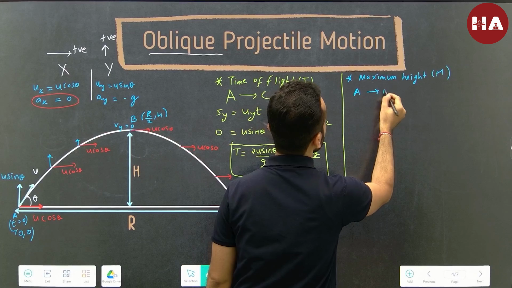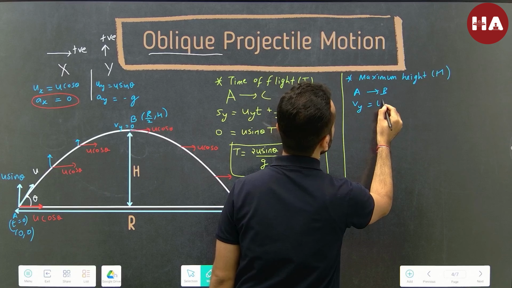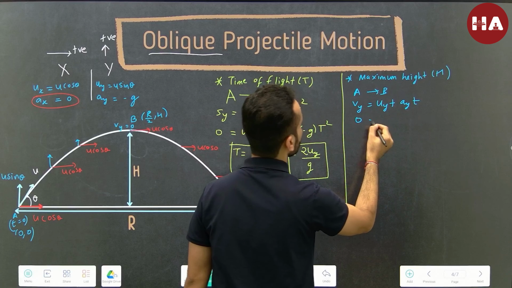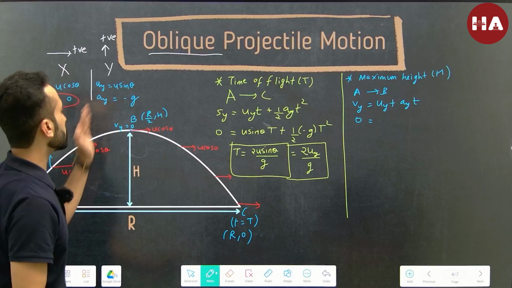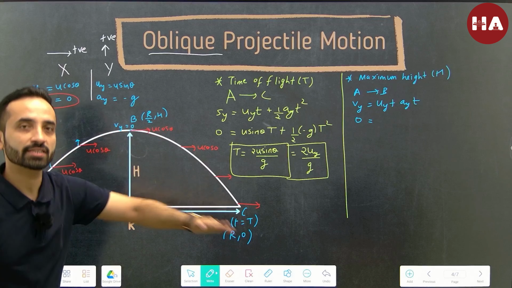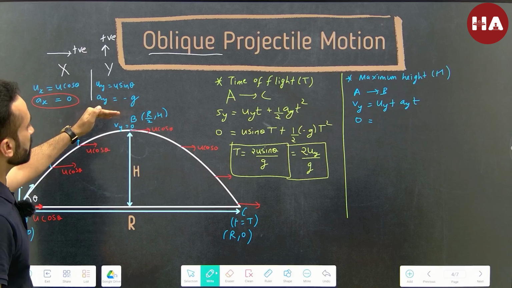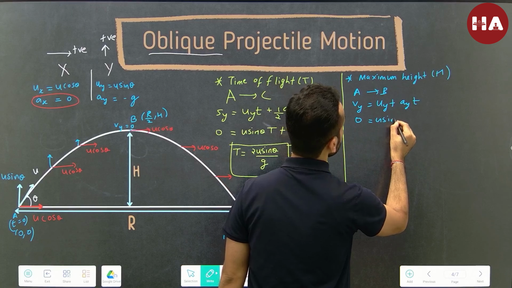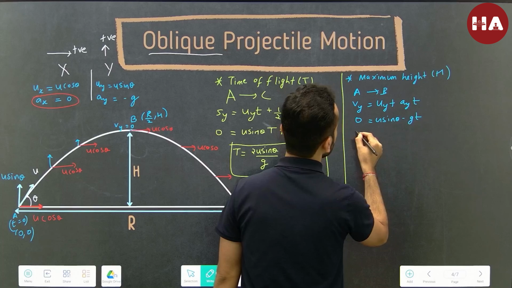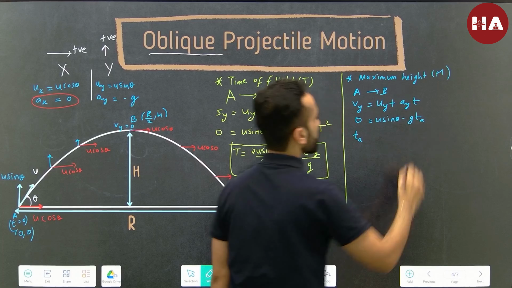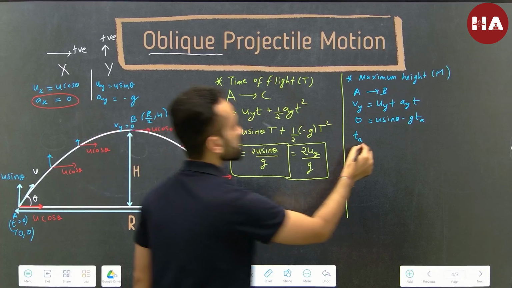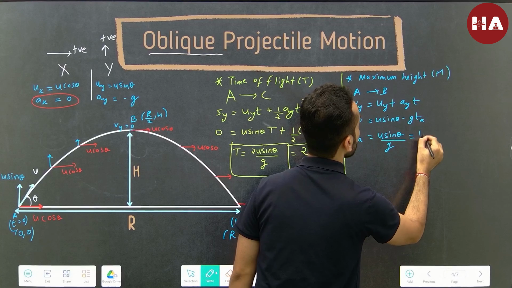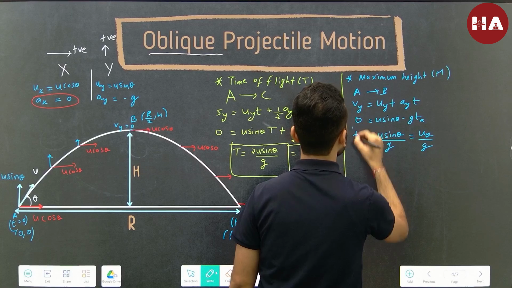From A to B, if we apply v equals u plus at, then we do know that at the highest point, y velocity becomes 0. It is taking a U-turn at the highest point. So it is going up from A to B, then it is coming down from B to C. So uy is u sine theta and ay is negative g. Let's call this time ta, the time of ascent. This time turns out to be u sine theta over g, or uy over g.